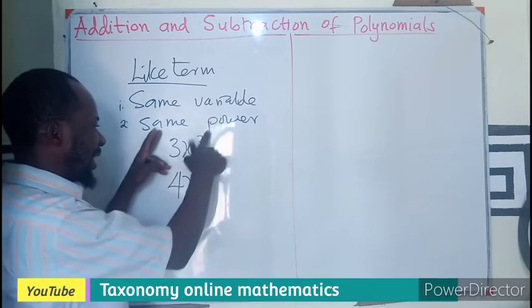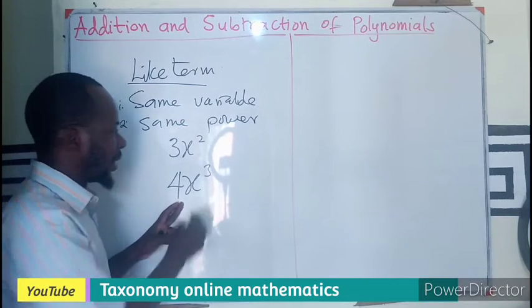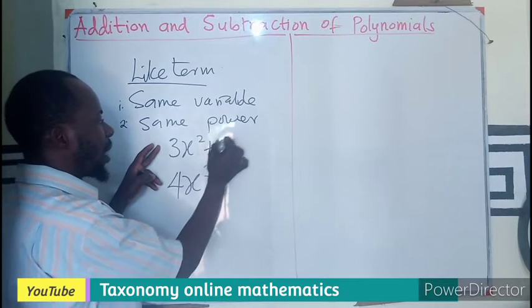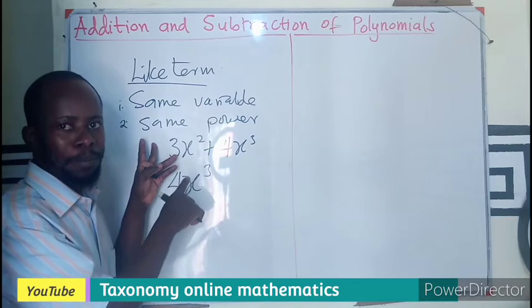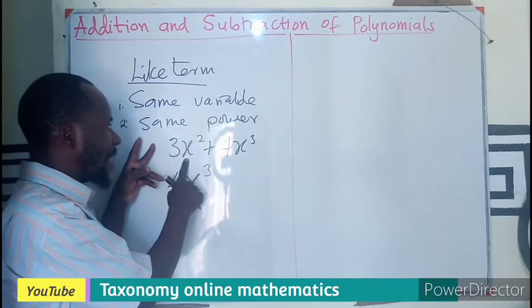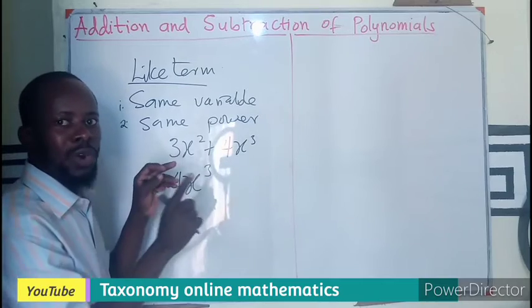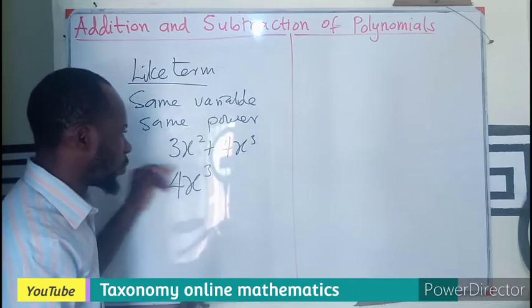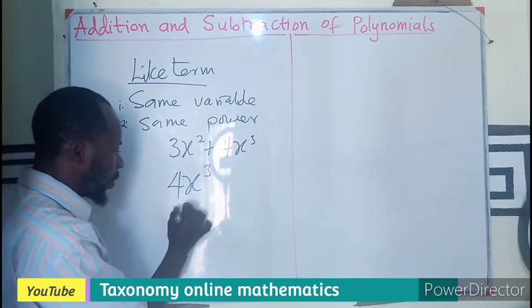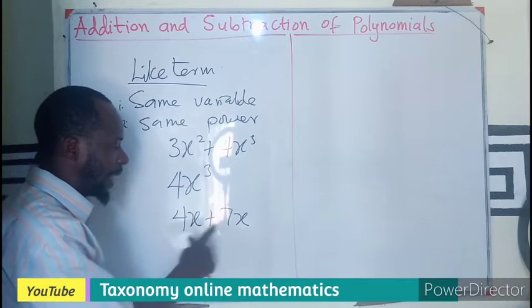So if I am to add these two monomials, 3x squared plus 4x to the power 3, my answer remains the same. Meaning, even though I have the same variable, the powers are different, so they are no more like terms. These become unlike terms. They become like terms if it is 4x plus 7x. We know they are the same like terms.